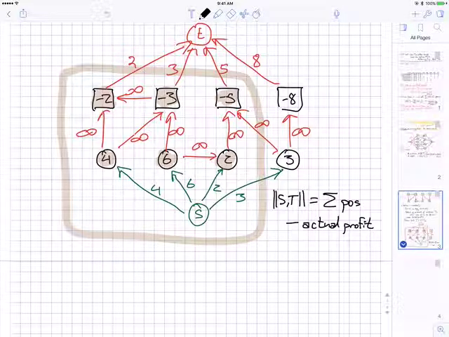Okay. Question, yeah. So the question was, how do I make sure the minimum cut is unique? And the answer is it doesn't matter. Any minimum cut is going to represent the same profit. If there are three minimum cuts, there are three possible sets of jobs that will all give me the maximum profit, and I just pick one arbitrarily. Okay.